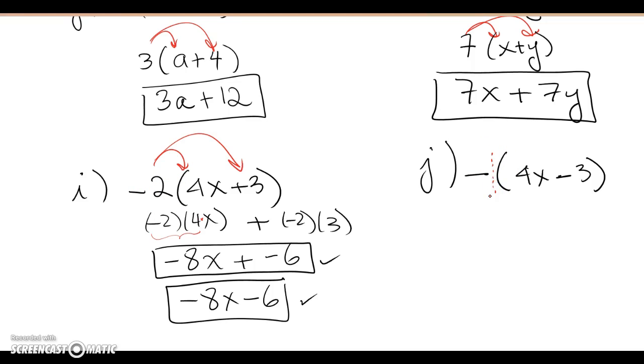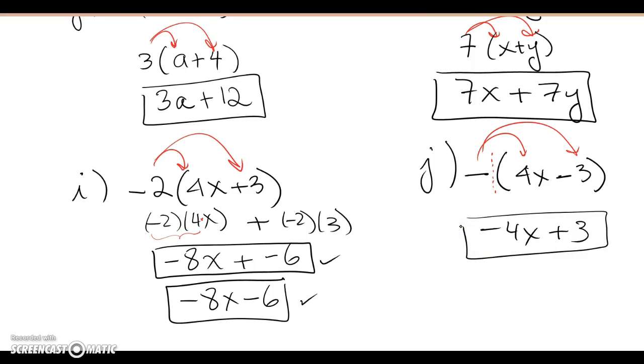So I really have a negative 1 outside. And whenever you distribute a negative 1, all it does is switch the signs of whatever was inside. So a positive 4x becomes a negative 4x because you're doing negative 1 times positive 4. And a negative 3 automatically becomes a positive 3 because you're doing negative 1 times negative 3. So just simply a negative outside switches over all the signs of the stuff that was inside.